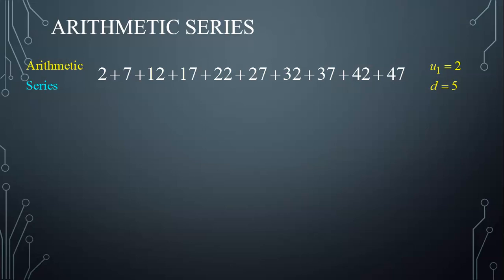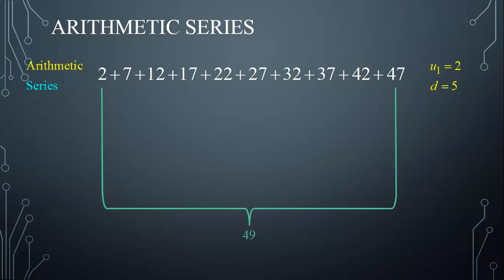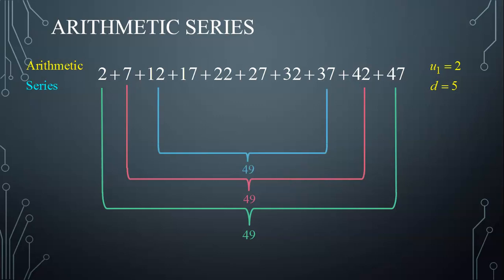Now, in order to evaluate this sum, I need to start by observing the given pattern. If I were to start by adding the first and the last term, I notice that the first and the last term have a sum of 49. Similarly, the second term and the term before the last also have a sum equal to 49. And so on, adding the two terms in the same position from either end of the sequence, I always end up with the same sum, 49.